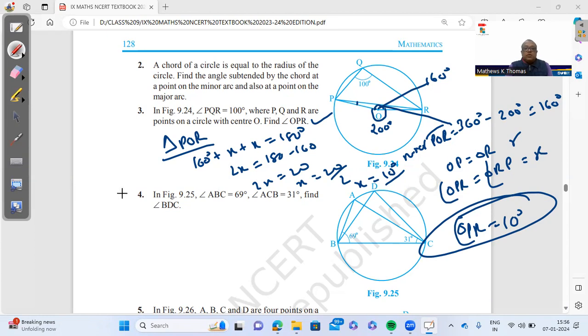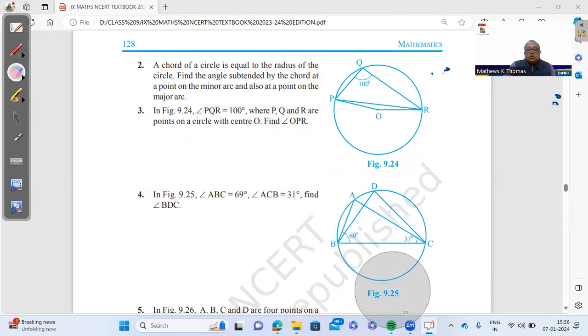Clear? Now we go to question number 4, that is figure 9.25. Angle ABC is 69 degrees. This angle ACB is 31. The question is find BDC. Very easy question here. Now we know that this is 69 and 31. ACB is 31, not the full angle.